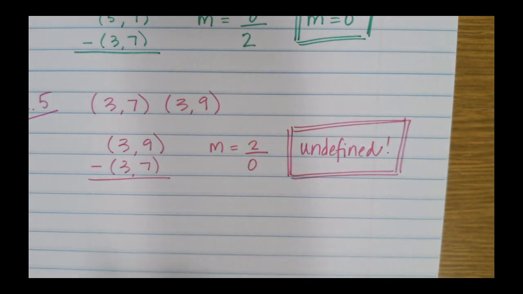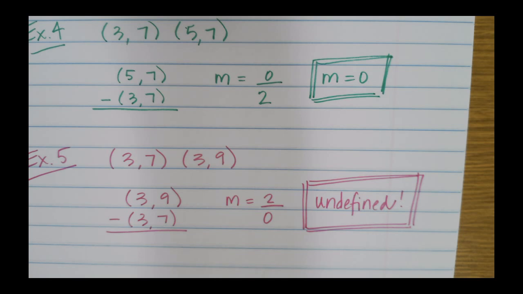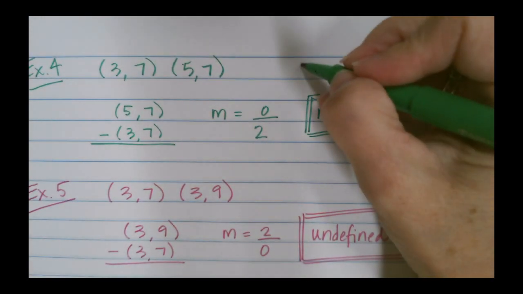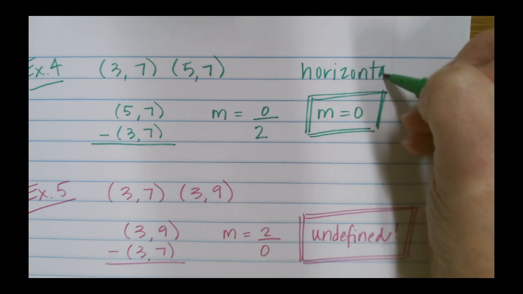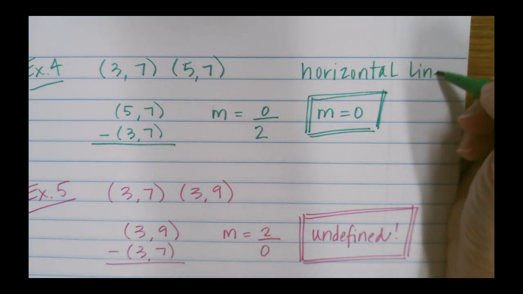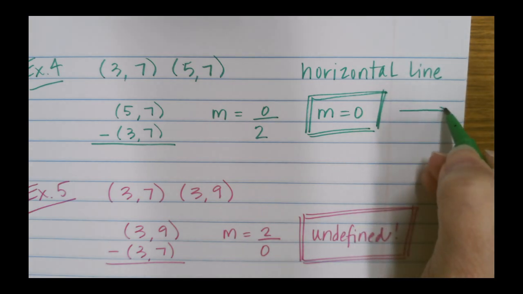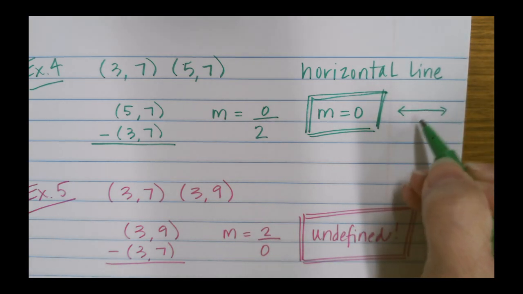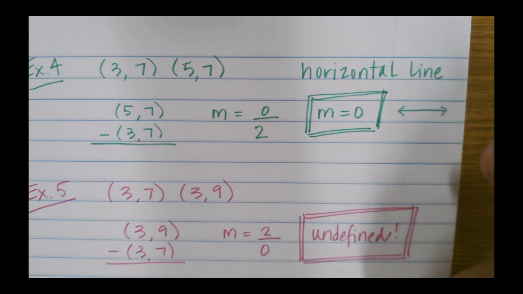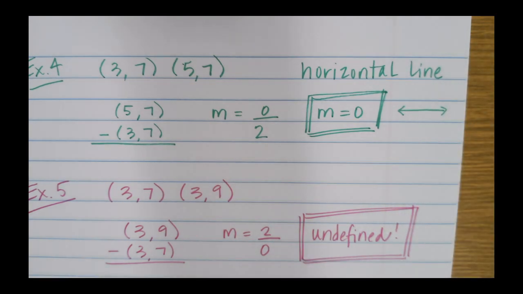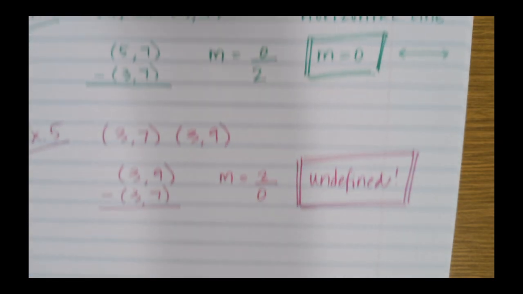All right, now you might be wondering, well, what does this look like on a graph? On a graph, if the slope is 0, you're going to end up with a horizontal line. So if the slope is 0, you get a horizontal line. And if you think about it, what's the steepness here? It's not going up, it's not going down, it's just flat. Okay, so that's what happens when slope is 0.